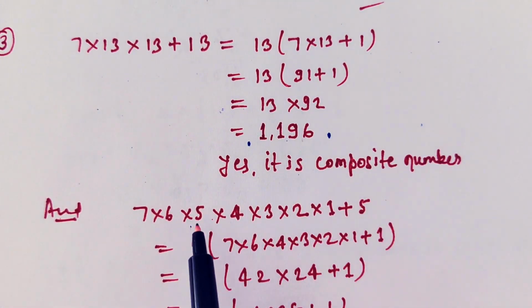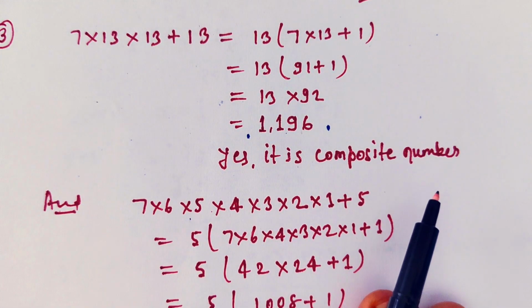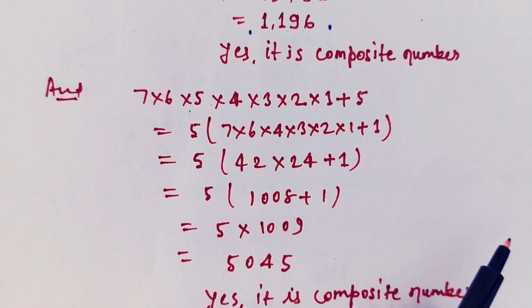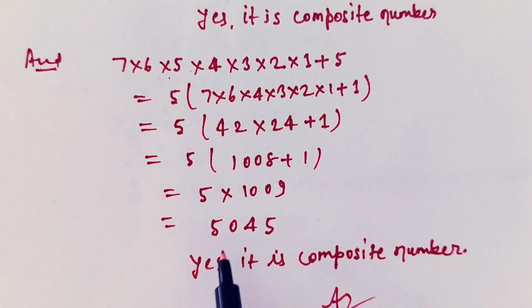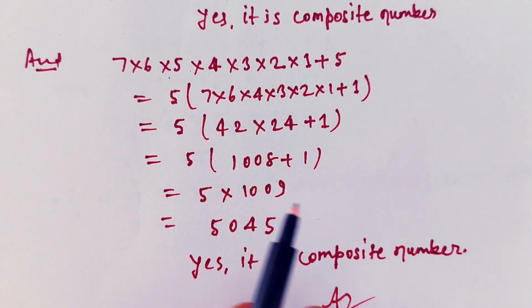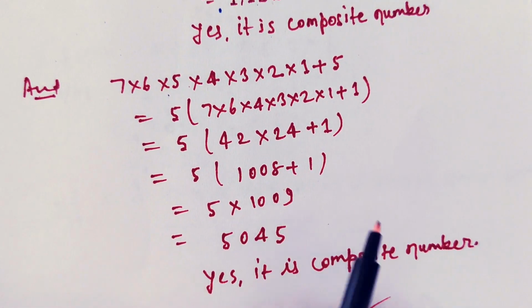Okay. Similarly, you can check whether this expression is a composite number or not. So I have checked this. 5045, this is the final number. So it is also a composite number, because it is divisible by 1, itself, and other numbers like 5 or maybe 3. Okay. So this is a composite number.